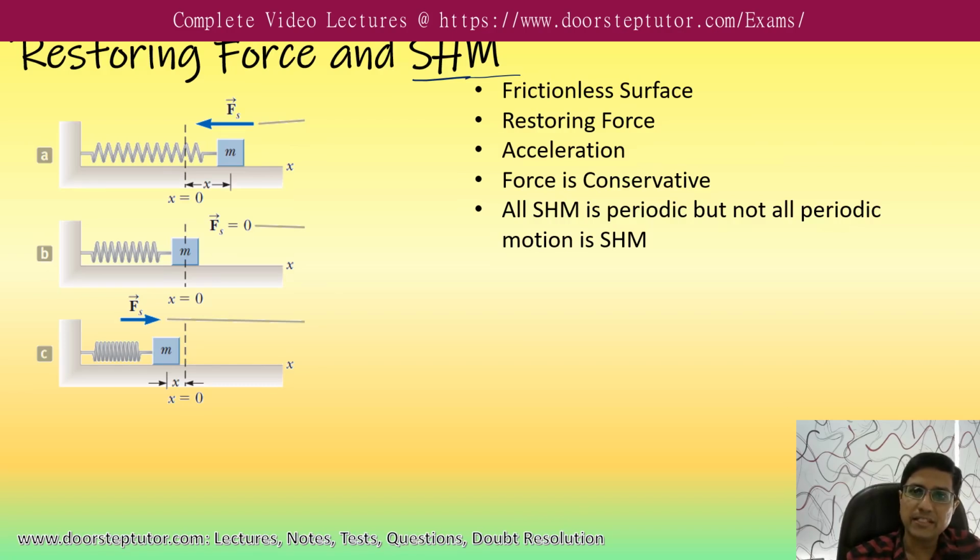So this is the example that we will be using to understand our SHM. Here is a mass which is attached to this spring, and the surface here has a property: it is frictionless. We will simplify our assumptions so that we can understand the equations better. So this surface is frictionless.